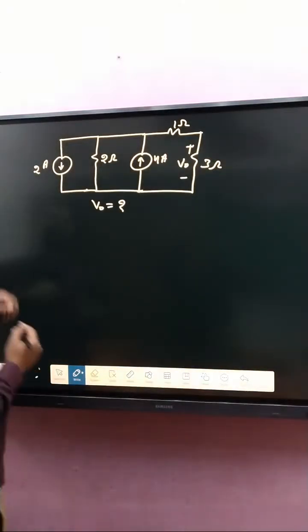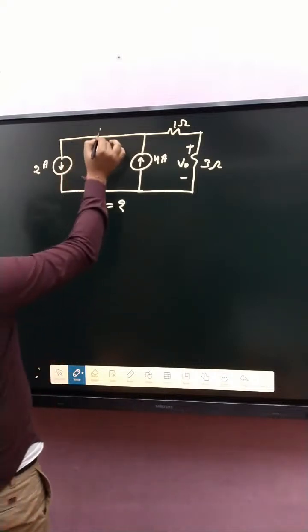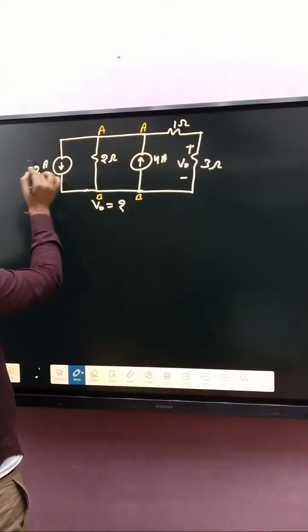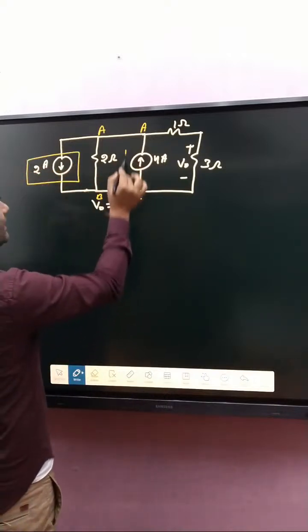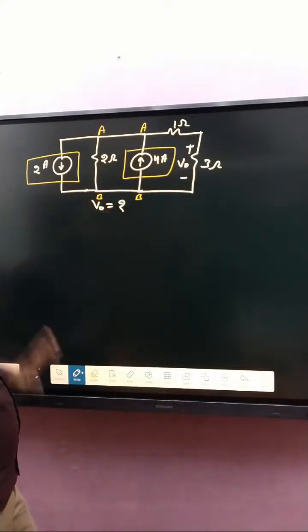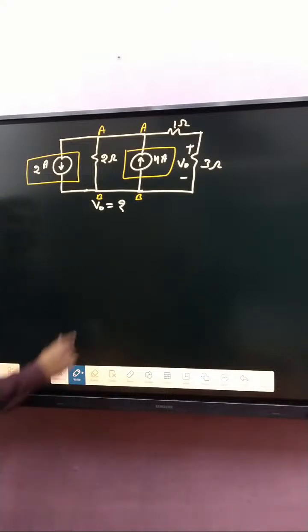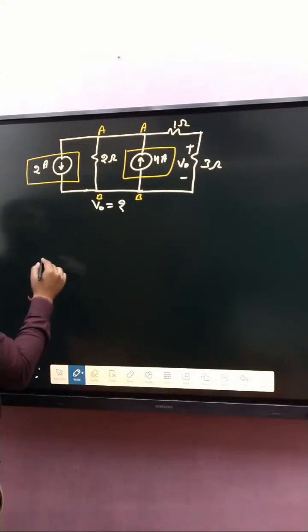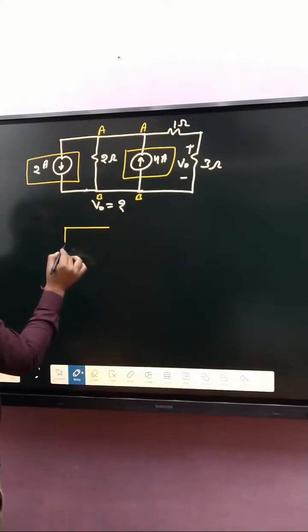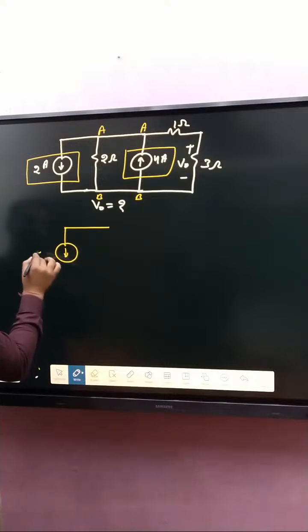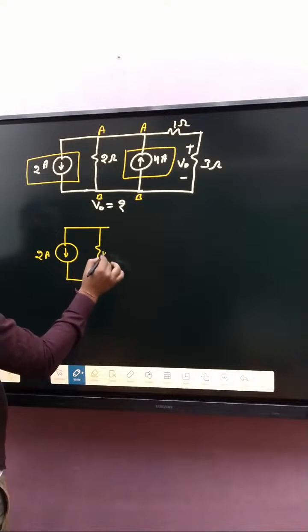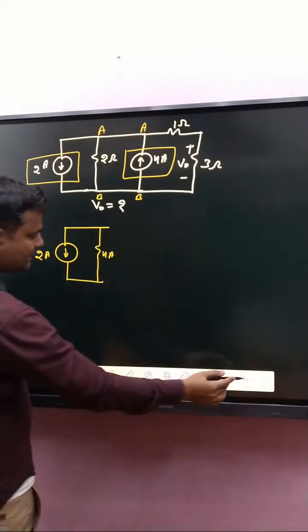Now, simple. If you look very carefully, that one is A, so that is also A. That one is B, that is also B. If you look here, 2 ampere and that one is 4 ampere. Both are in opposite direction and also parallel connected. So 2 ampere here, and that one is 4 ampere here. Sorry, silly mistake.